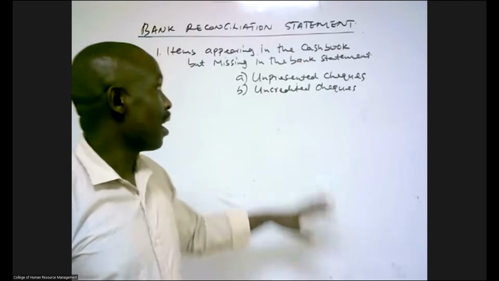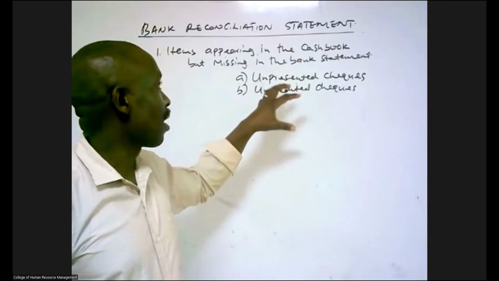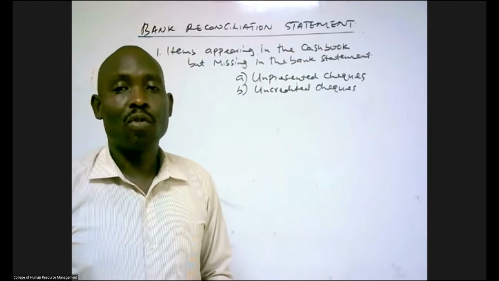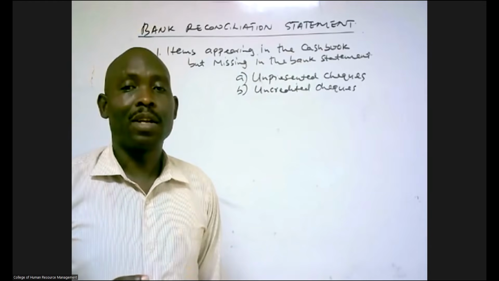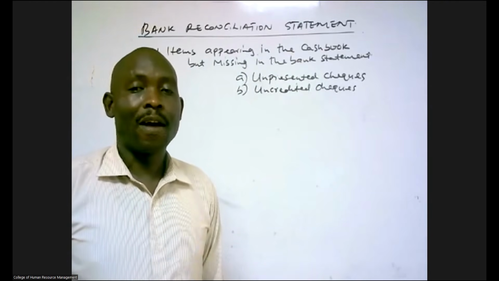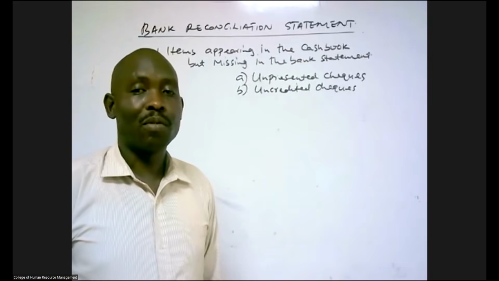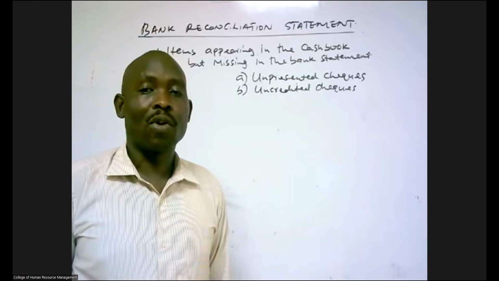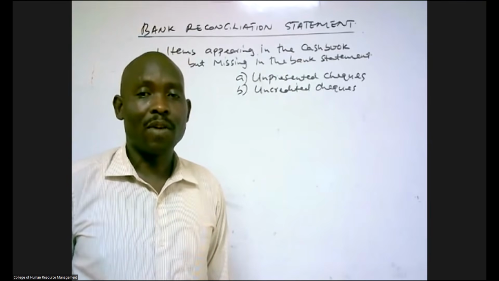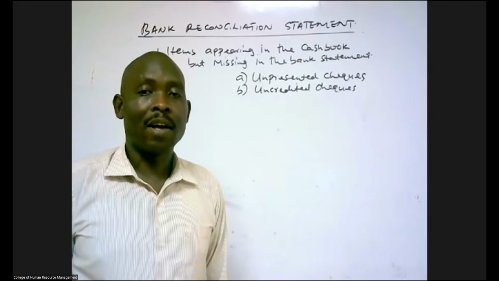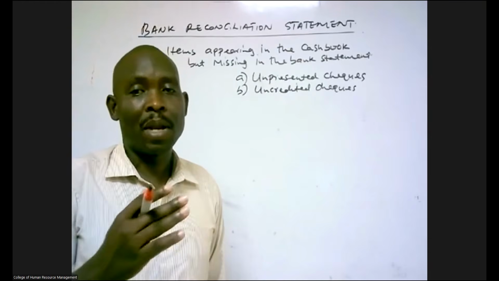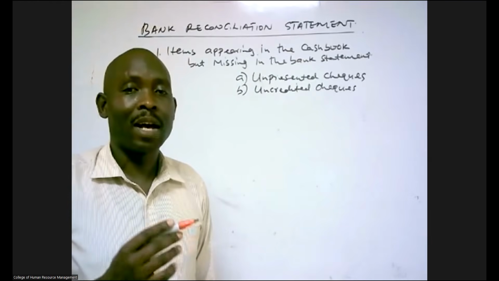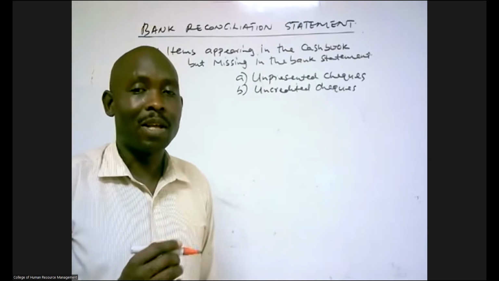And lastly, under the items that might be appearing in the cash book but missing in the bank statement are the cash book errors. In the process of making the cash book, the accountant can make some errors. Either you overstate the receipts in the cash book, you understate the receipts, or overstate the payments or understate the payments, such kind of errors. Also including error in the opening balance of the cash book. So those are going to be the items that are in the cash book but missing in the bank statement.